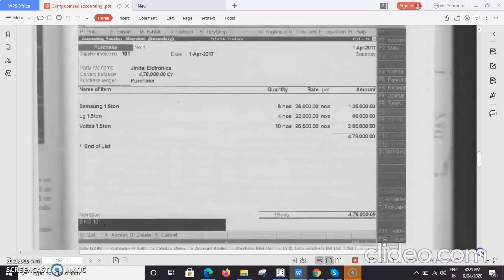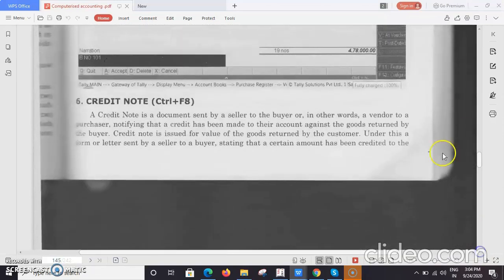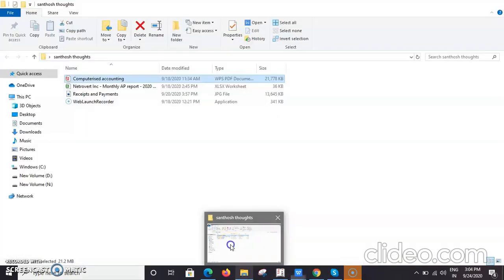This is about purchases. So now I am going to explain this with the help of Tally. We'll take an example, a small example. We'll take a small project. So I'll explain.